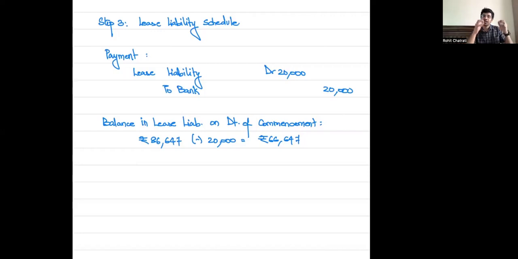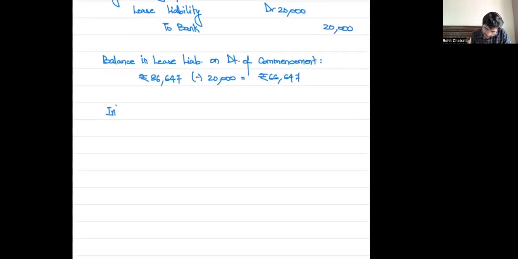So today I recognize a lease liability of 86,000. Immediately I make a payment of 20,000 to the lessor. Therefore, the balance in the lease liability schedule will be 66,647. Now, interest will be recognized at the end of year 1. Remember, this payment is being done at the beginning of year 1. Interest is going to be recognized at the end of year one.